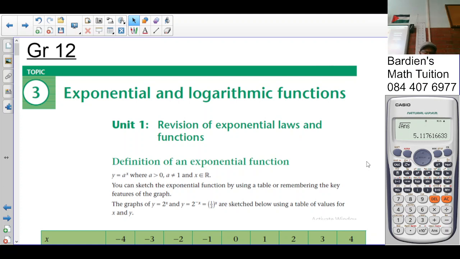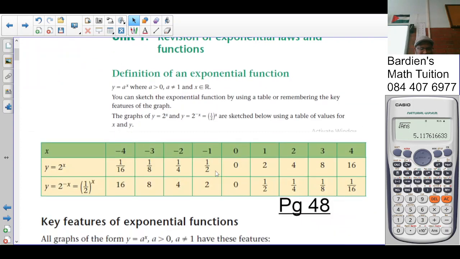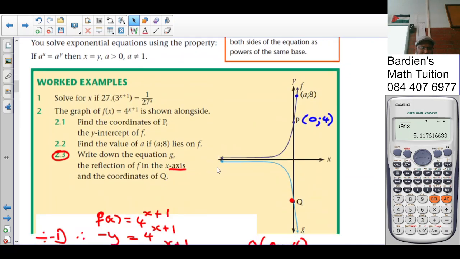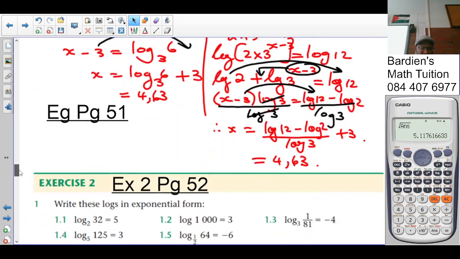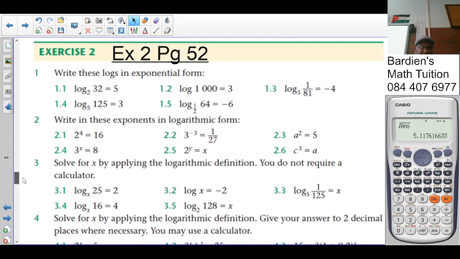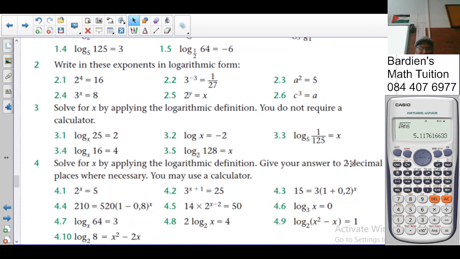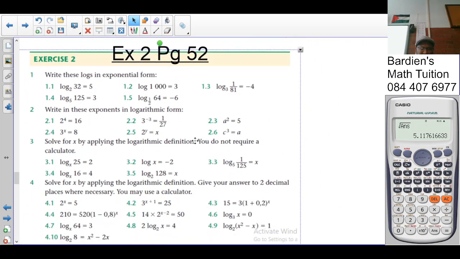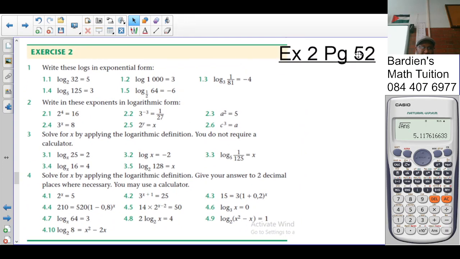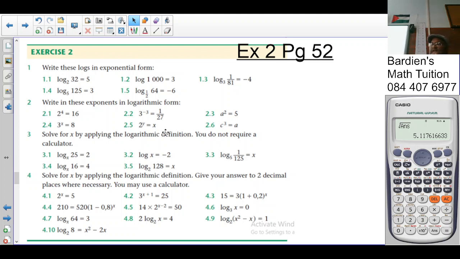Okay, so we're looking at the exponential and logarithmic functions, or log graphs. At this point you had exercise 2 for homework, and you had exercise 3 number 1 as well. Looking at exercise 2, any issues here with number 1? Exercise 2 number 1: write these logs in exponential form.